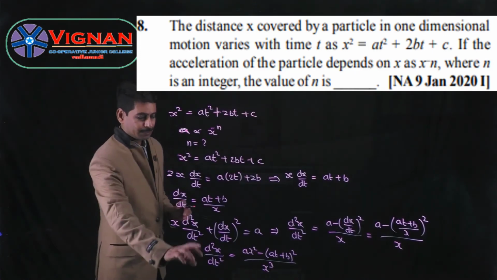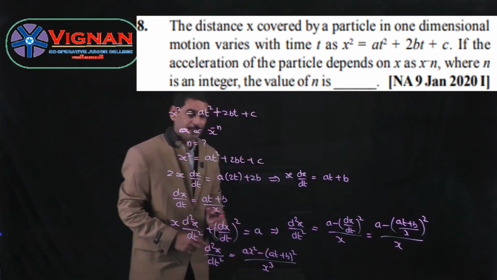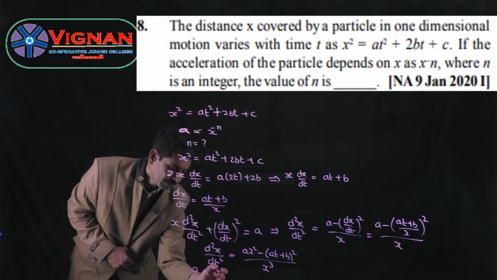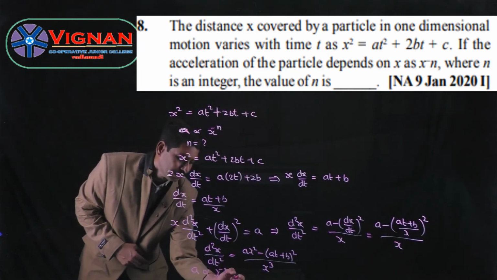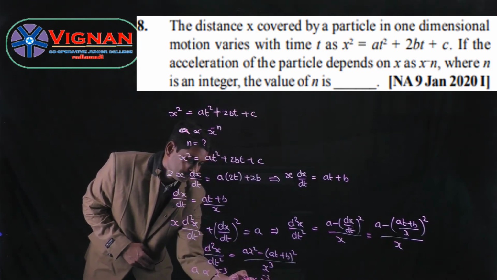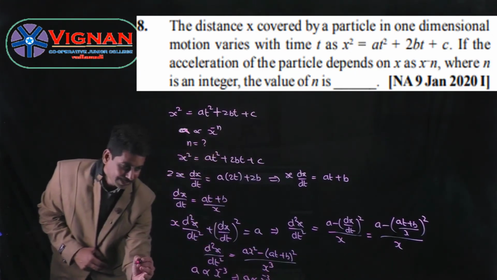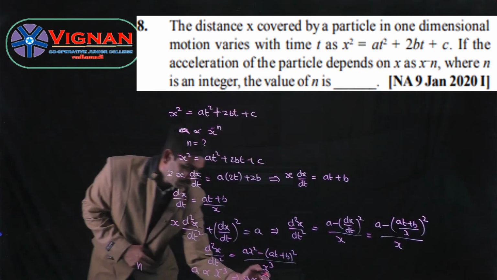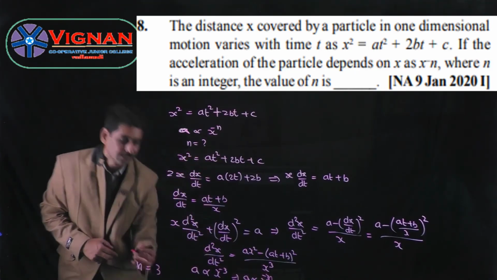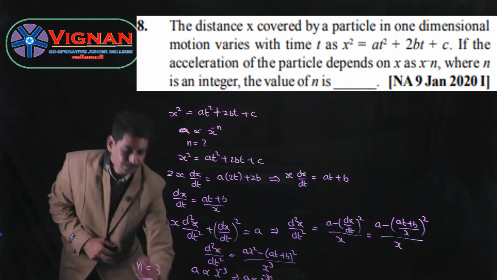So d square x by dt square is nothing but acceleration, and on simplification we get a proportional to x power minus 3, and we are given a proportional to x power minus n. So on comparing these two, we get n is equal to 3. So this is the value of n.